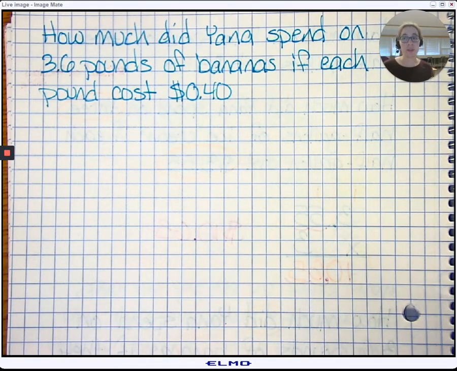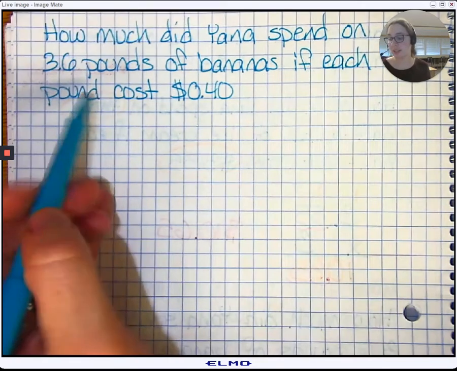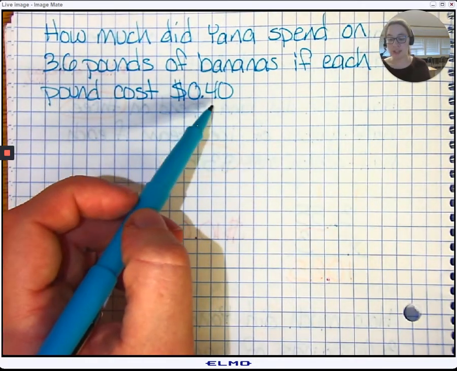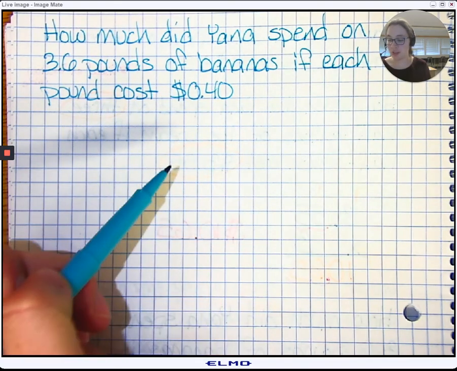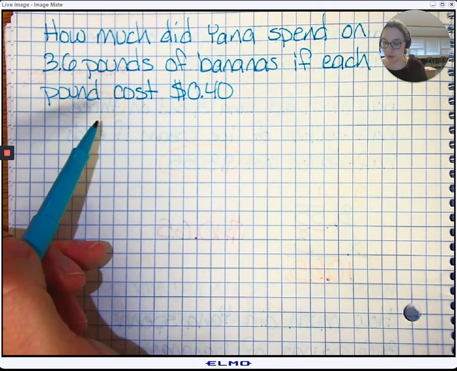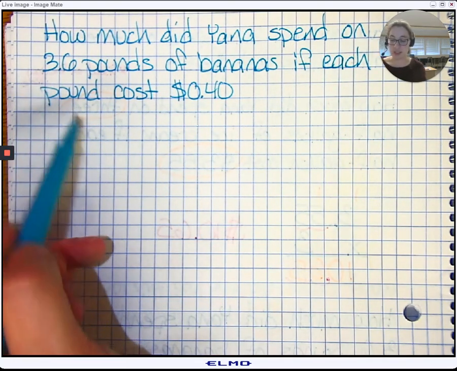Example 2, we're still with Yana. She's still grocery shopping. This time she's buying bananas. She's buying 3.6 pounds of them, and they're 40 cents a pound. So, the question is, how much did she spend on those 3.6 pounds of bananas?